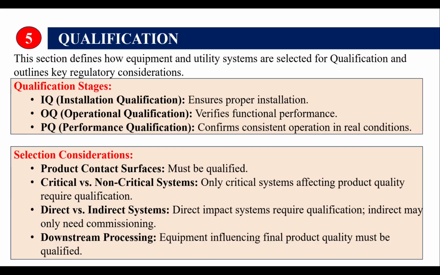After clearing all this commissioning, it is time for qualification. Qualification covers three stages: installation qualification IQ, operational qualification OQ, and performance qualification PQ. Only critical systems that affect product quality are qualified. Factors like direct versus indirect impact and product contact surfaces determine whether qualification is needed or not. Installation qualification ensures proper installation, OQ verifies functional performance, and PQ confirms consistent operation in real time. This is all about qualification.